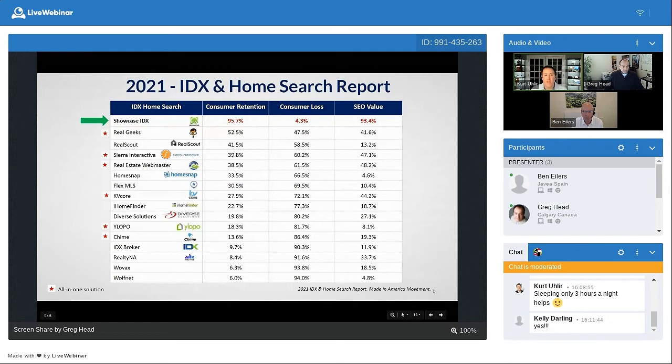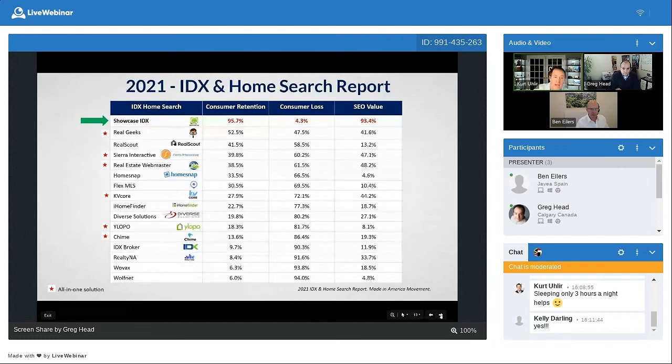And so, what do these numbers mean? The first two columns of numbers are basically the same number, just shown in opposite ways. So consumer retention is the opposite of a consumer loss. The concept here with what the report showed with Showcase IDX is if you send 100 qualified leads, and they sent something like 35,000 leads to agent websites, for 100 qualified leads sent to an agent's website that uses Showcase IDX, almost 96% of those people actually use that website for their home search, meaning they don't go primarily to Zillow. Let's admit that's where most consumers in the US and Canada are going.